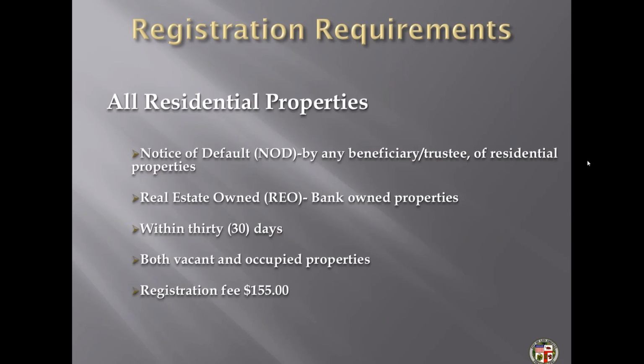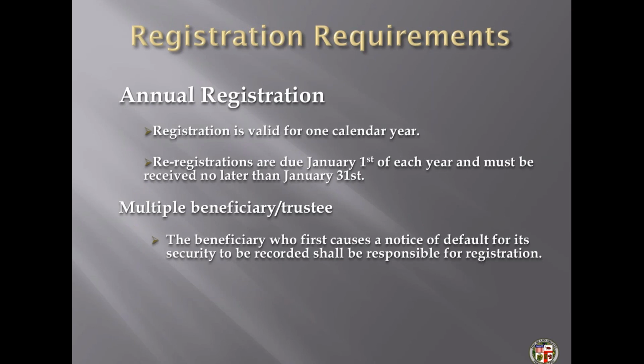The registration requirements are that it applies to all residential properties within the City of Los Angeles. As I mentioned, whenever there's a notice of default, you have 30 days from that date to register the property. Also, the bank-owned properties. These properties can be either vacant or occupied. A lot of people are under the impression that this ordinance only applies to vacant properties. It applies to both, all residential, vacant, and occupied properties. There is an annual registration fee in the amount of $155.